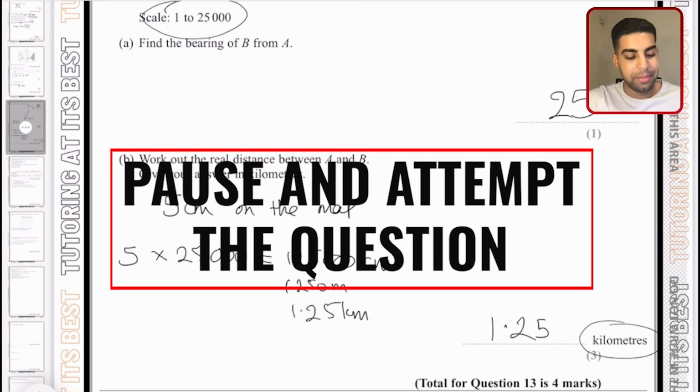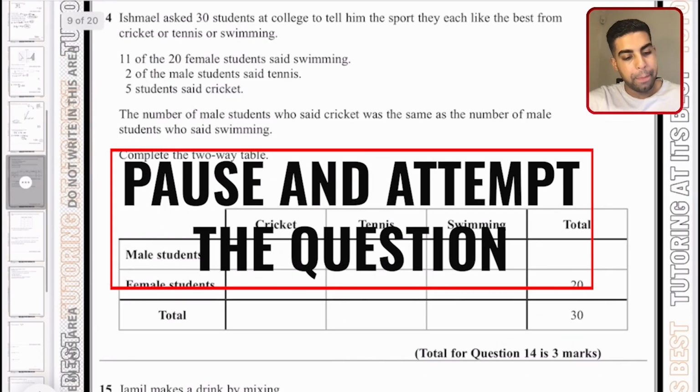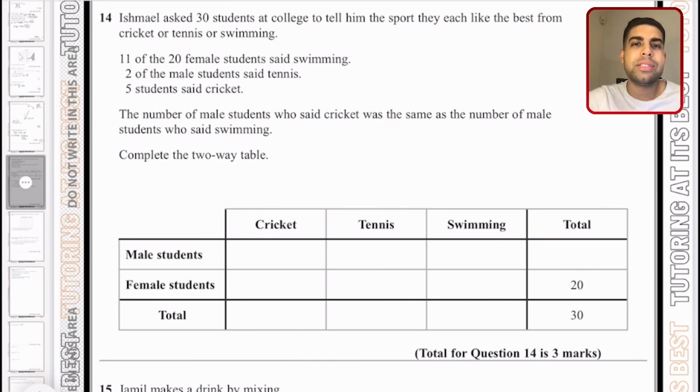Question number 14. Ishmael asked 30 students at college to tell him the sport they each like the best, from cricket or tennis or swimming. And so 11 of the 20 female students said swimming, 2 of the male students said tennis, and 5 students said cricket. So now in this specific question, we need to simply complete the two-way table with the information they've given us. So let's start off with the first. 11 of the 20 female students said swimming.